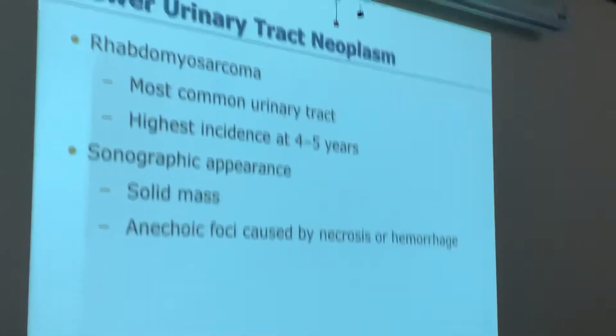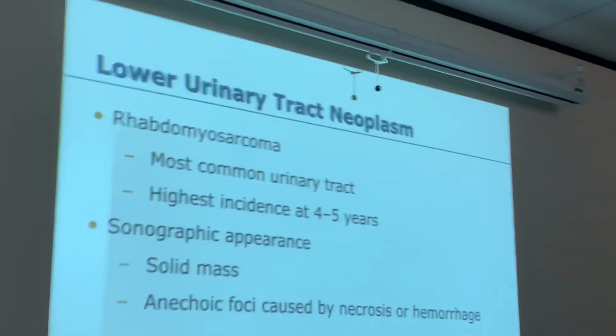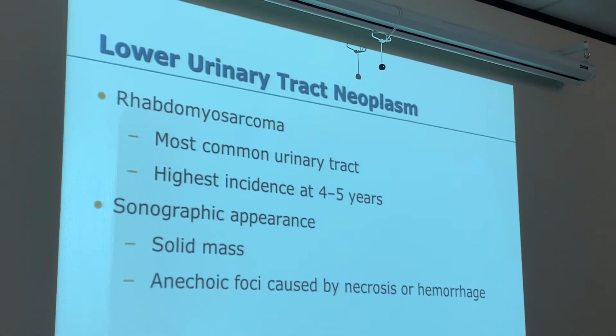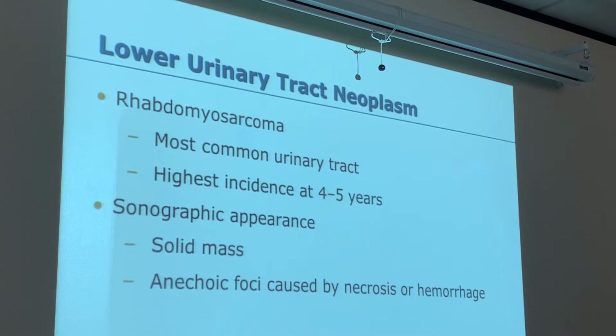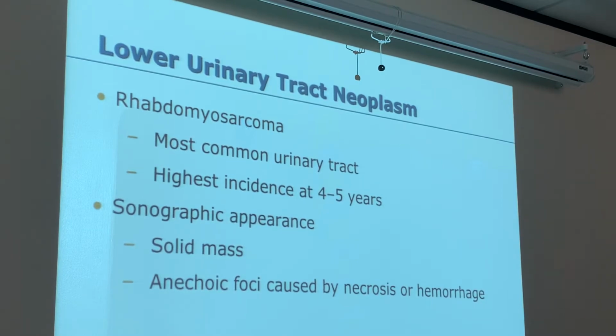A rhabdomyosarcoma, it's the most common malignancy for our 4 and 5-year-olds. I think in the book it says 3 to 4-year-olds. Okay, so this is wrong. It's a solid mass. It could start necrosing. If it starts necrosing, meaning dying, the tissue is dying, then I can have echogenic foci, and those echogenic foci will not shadow.